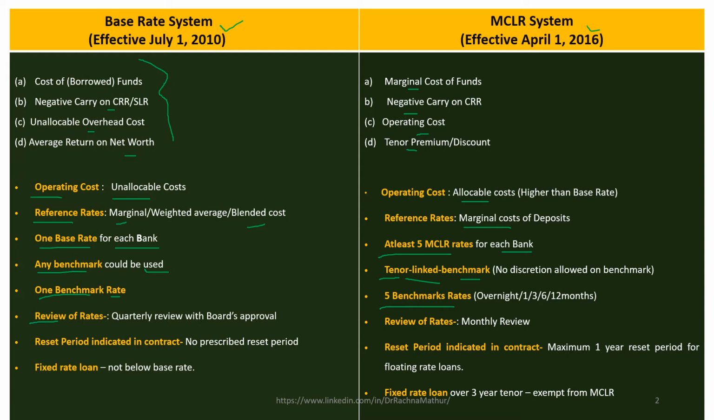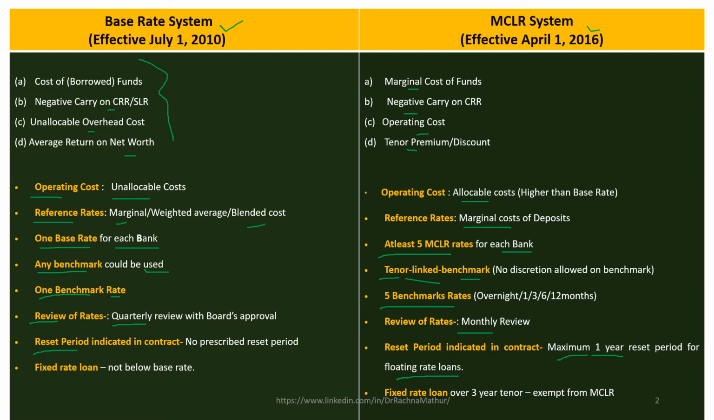As far as review of rates is concerned, in base rate, there is a provision of the quarterly review of rates, but in MCLR, there is a monthly review of rates. Reset period indication in the contract: there is no indication of reset period in base rate system, but in MCLR, the maximum of 1 year reset period for floating rate loan is mentioned.